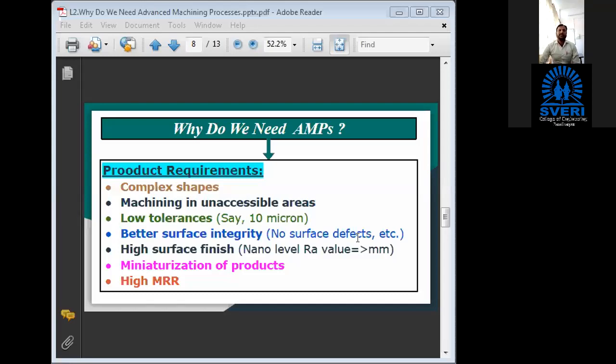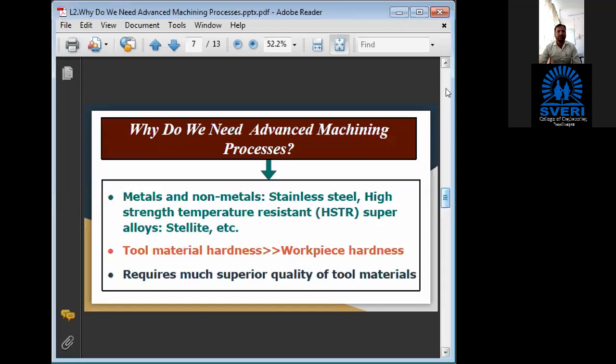In the last lecture, we started the first point: why do we need advanced machining processes, or why do we need non-conventional machining processes? That basic question we started and discussed. Now we'll see the remaining part of that lecture. Before that, I will take a quick recap of the points we have discussed.